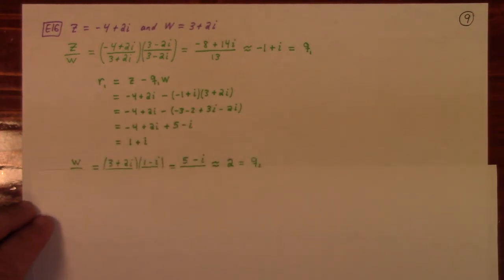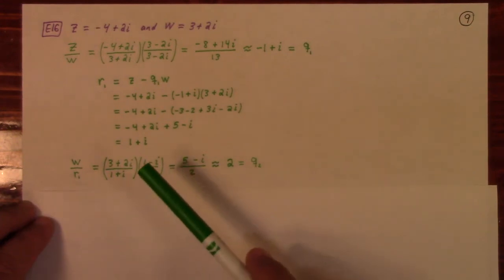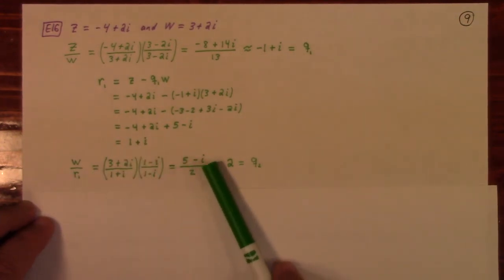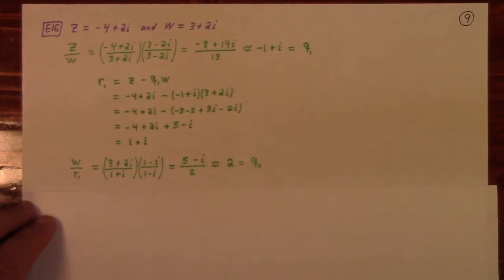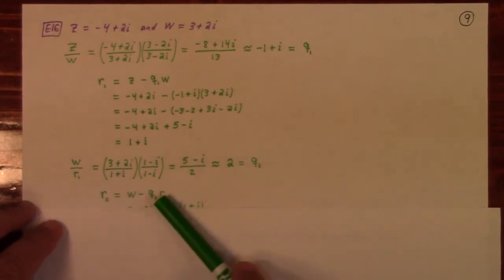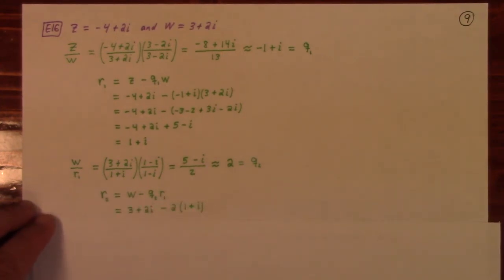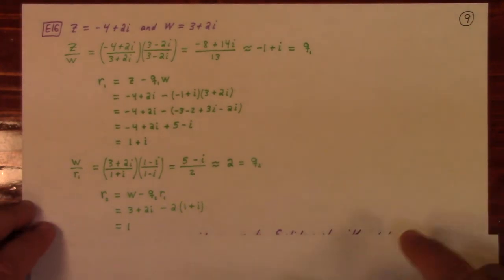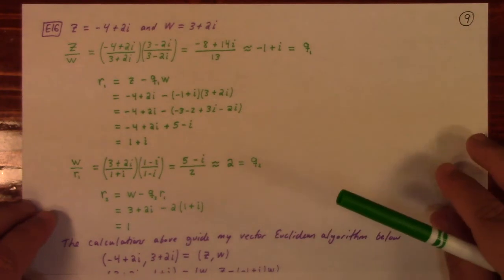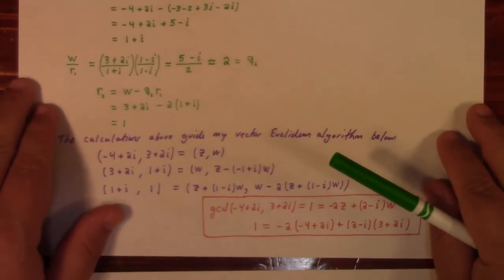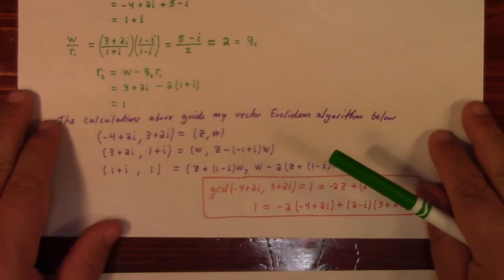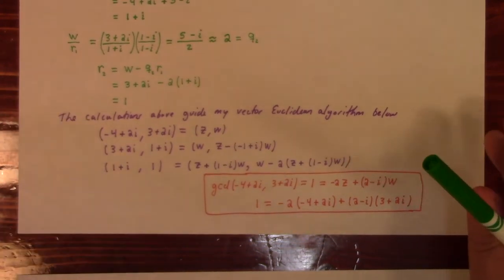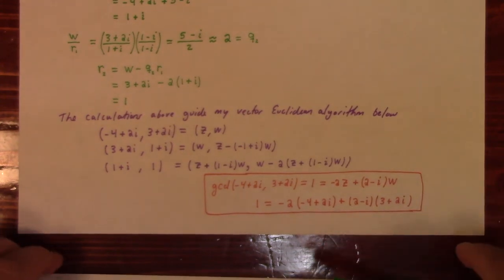All right, great. And then I do w divided by r1, which works out to 5 minus I over 2. Again, my second quotient is about 2, so why not use the 2? R2 is w minus q2 r1, which is 3 plus 2i minus 2 times 1 plus I, which is 1. So the GCD of these two is 1 again. I'll probably give you one in the homework where the GCD is not 1, it's something else. The homework will be a little bit different than these because the last non-zero remainder won't be a unit.